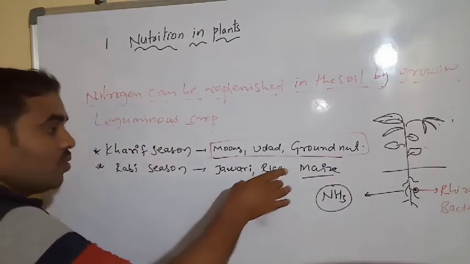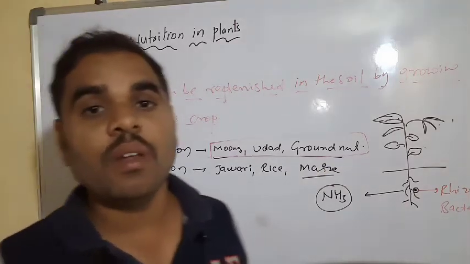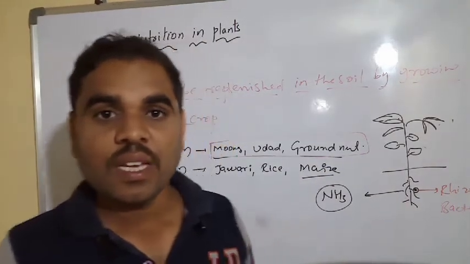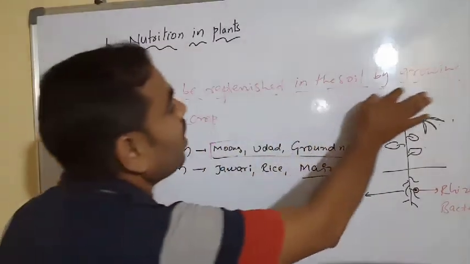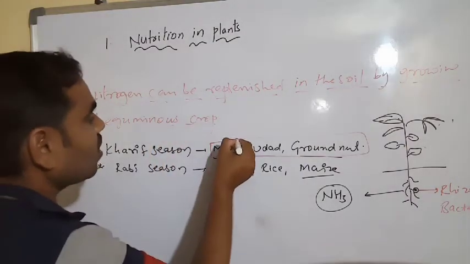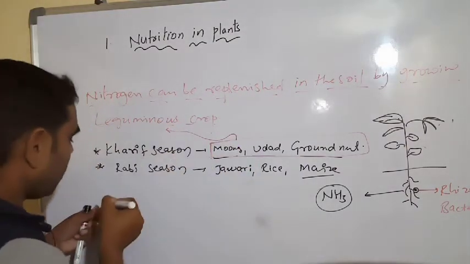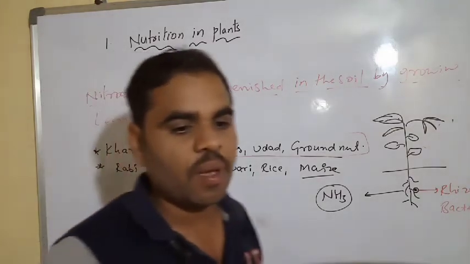If you sow these seeds, what will happen? Crop production will increase. So nitrogen can be replaced in the soil by growing leguminaceous crops. These all crops belong to the leguminaceous family.